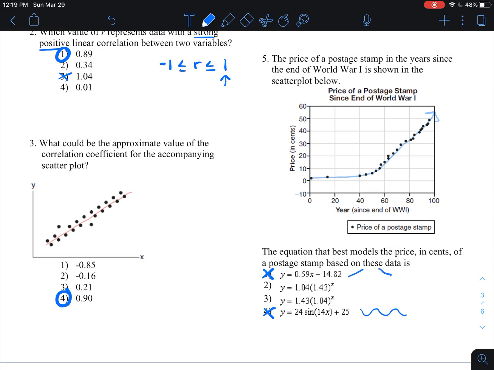Because it's not linear or sinusoidal, I would definitely be narrowing it down to choices 2 and 3, because this does appear to be exponential, right? If we just review what my exponential functions would look like, now we have two choices. The best way to decide between them is to type them into your calculator. So I'm just going to get my calculator.